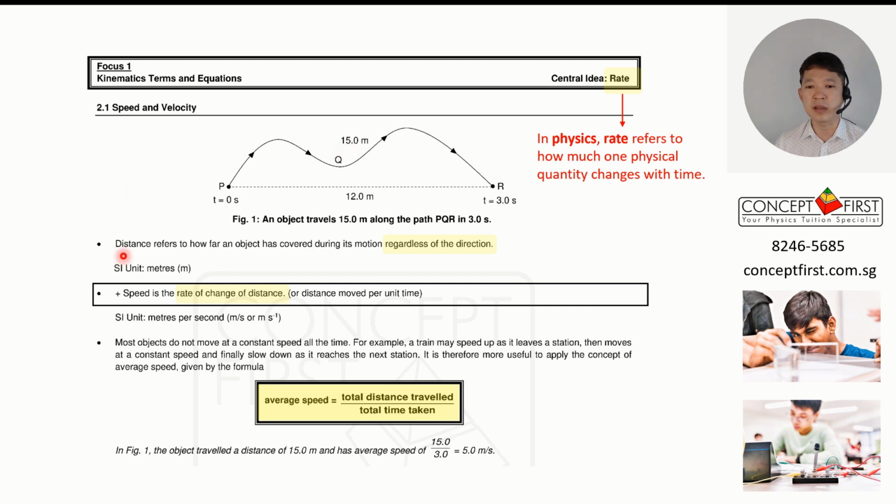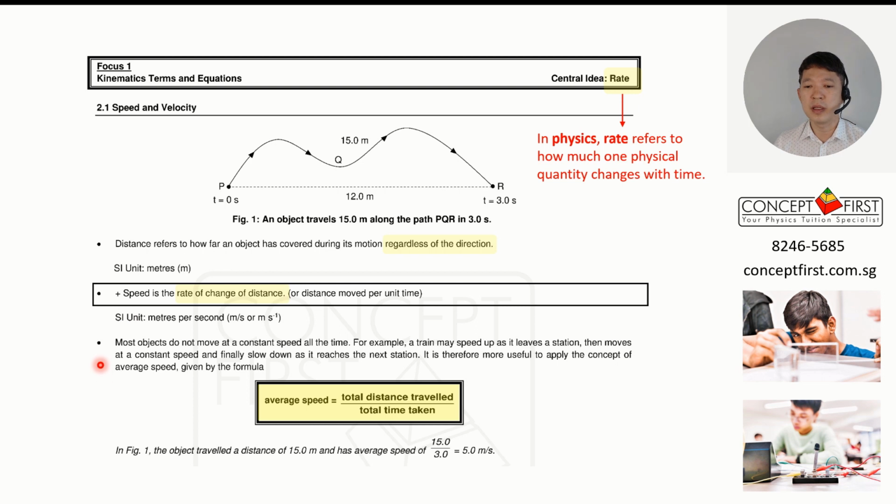Now that we understand distance, let's go to speed. Speed is the rate of change of distance, or we can simply put it how much distance moved per unit time. Now let's quickly come back to here. So the rate we have here is how much distance changed with time. Okay, how much distance is covered for every second. So that's why we say that speed is a type of rate, because you talk about one physical quantity, distance, how much it changes with time, in seconds.